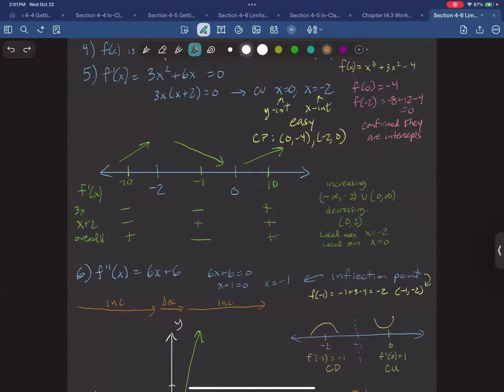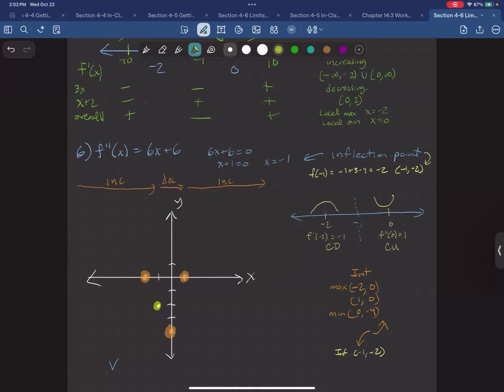So I made my graph. I plotted my points. These were all my intercepts. So there, and there. Maybe I'll still use the highlighter for the intercepts. I had an inflection point at -1, -2, so that was right there. And I know that I am increasing, and I know the end behavior looked like this. That was our end stuff. So down on the left and up on the right.